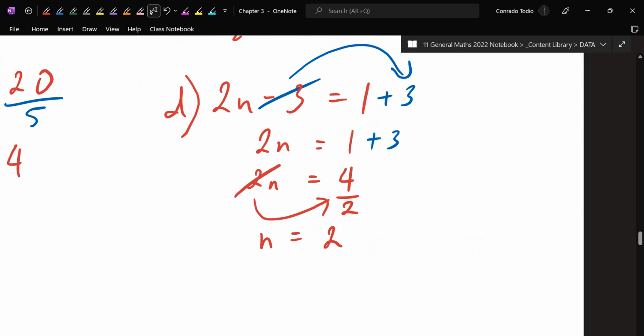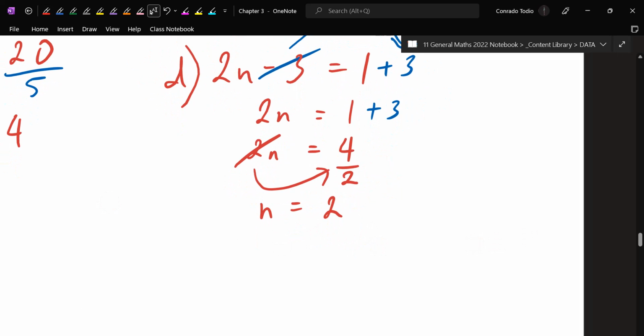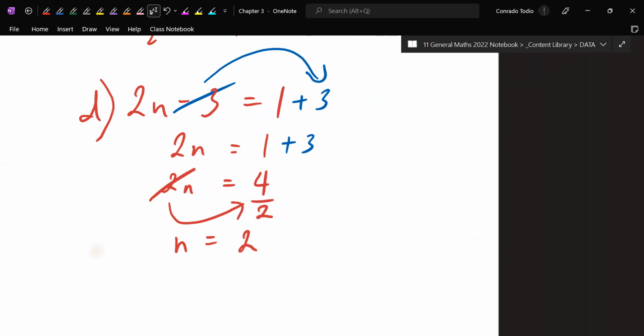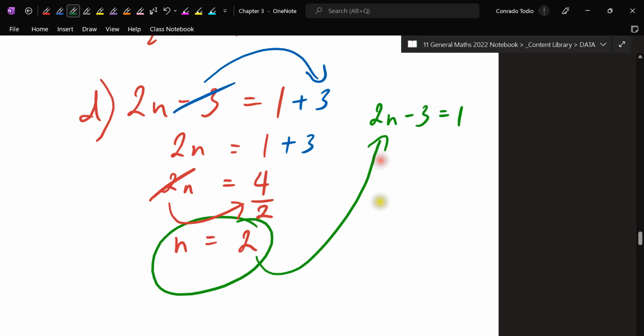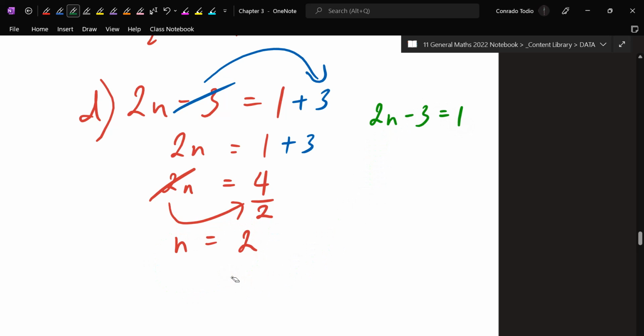And if you actually wanted to test your formula to see if it made sense, remember, you don't have to write this, but the original formula was 2n minus 3 equals 1. If you substitute n here for 2, if you get the correct answer, then you've done it right. So 2 times 2 minus 3 equals 1. 2 times 2 is 4. Take away 3, and that definitely equals 1. So we've done it correctly, right? That's how you check if you've actually got the correct numbers.